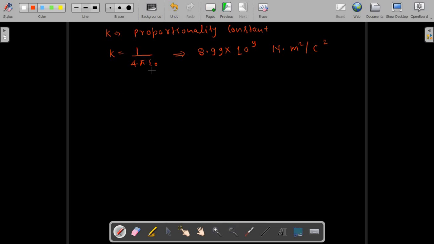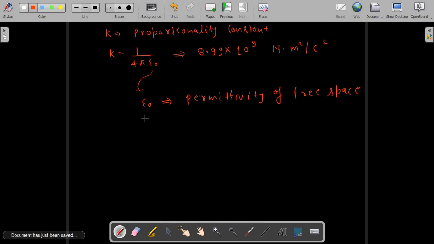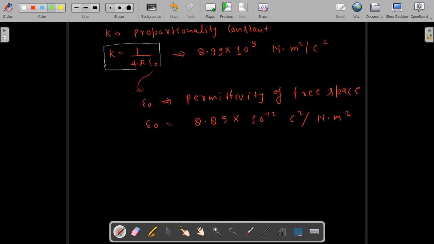What is epsilon 0 here? Epsilon 0 is the permittivity of free space. And the value of epsilon 0 is 8.85 into 10 to power minus 12 coulomb square over Newton meter square. So these are the two constants you have to remember. K is equal to 1 over 4 pi epsilon 0, and epsilon 0 is the permittivity of free space.